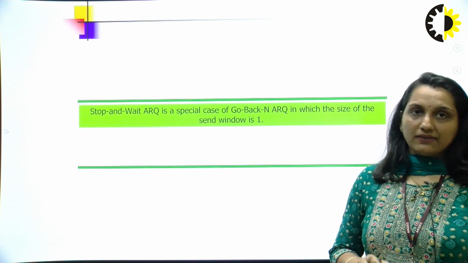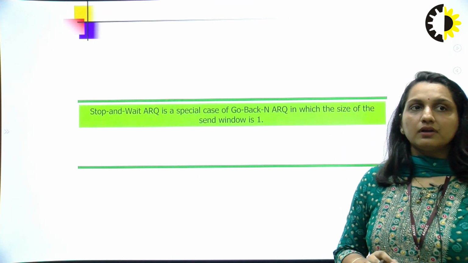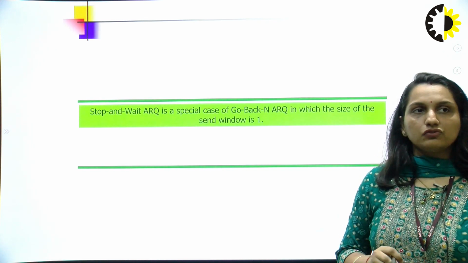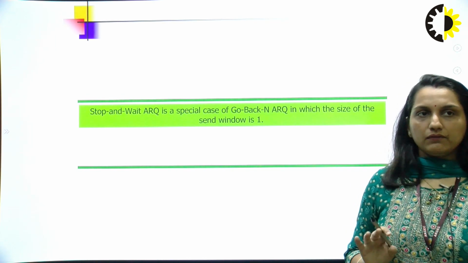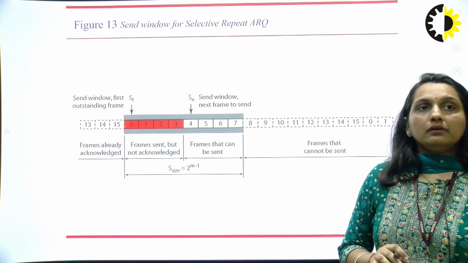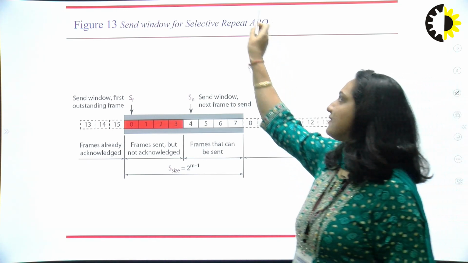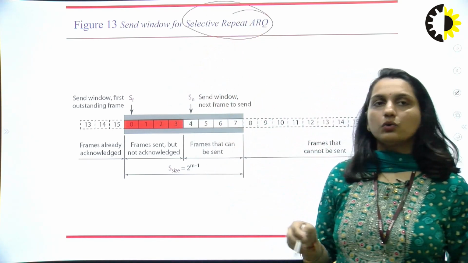So the last protocol which we are using is stop and wait, and the go back N window size is only 1. Then we have selective repeat. This is the last protocol which is used in our noisy network.